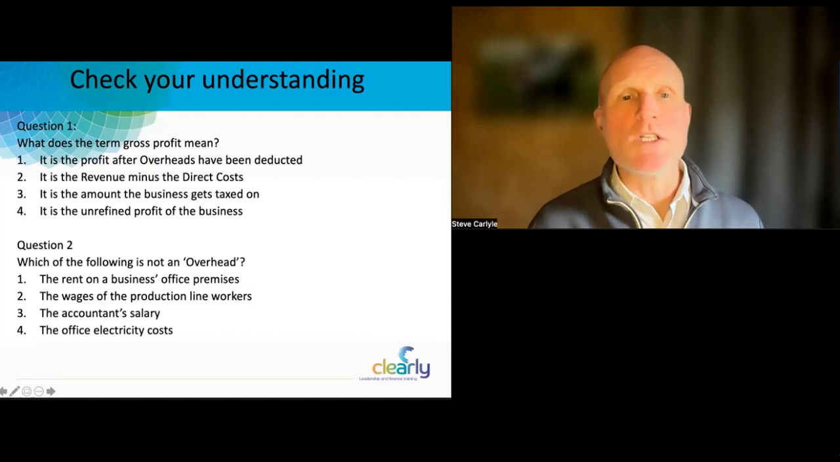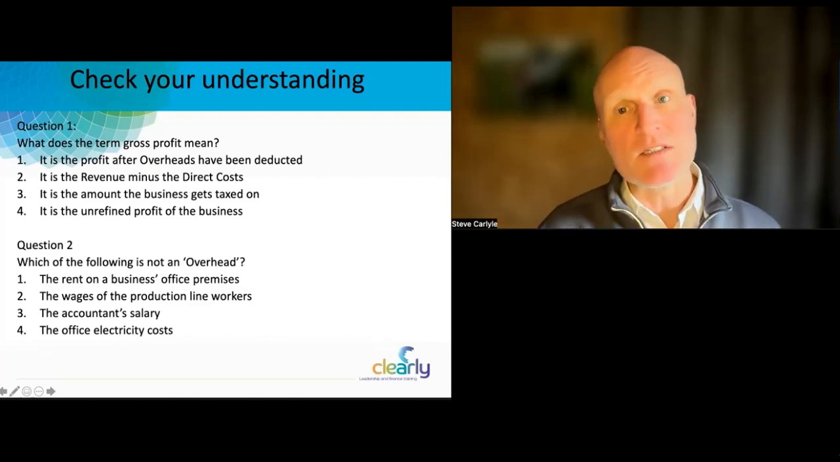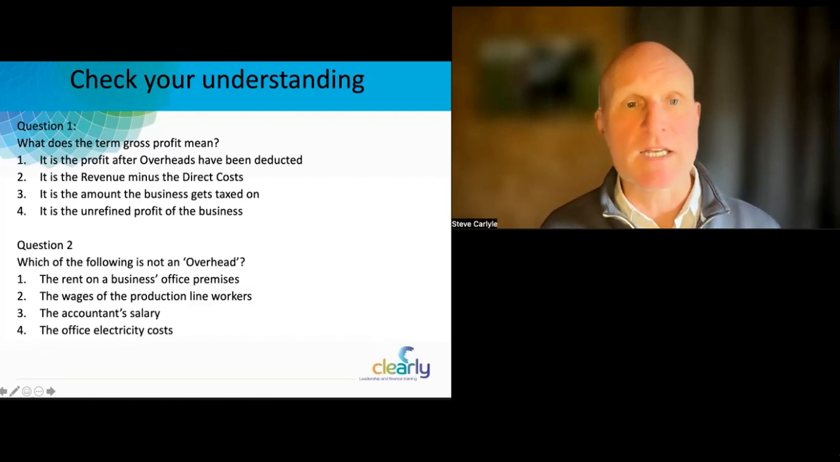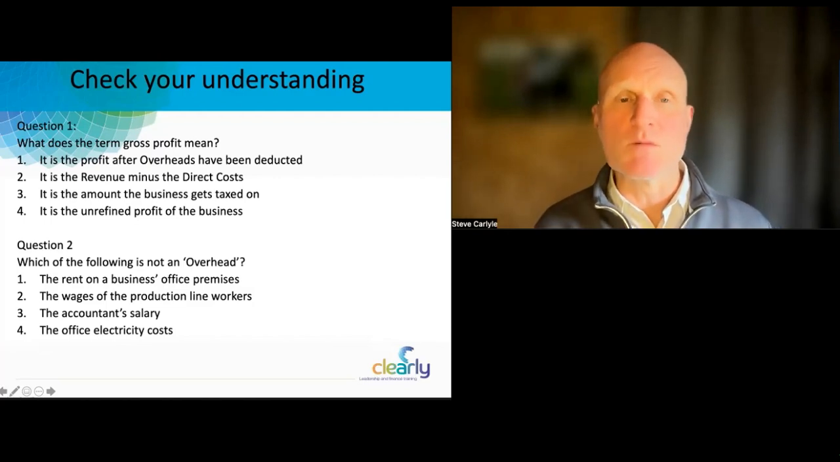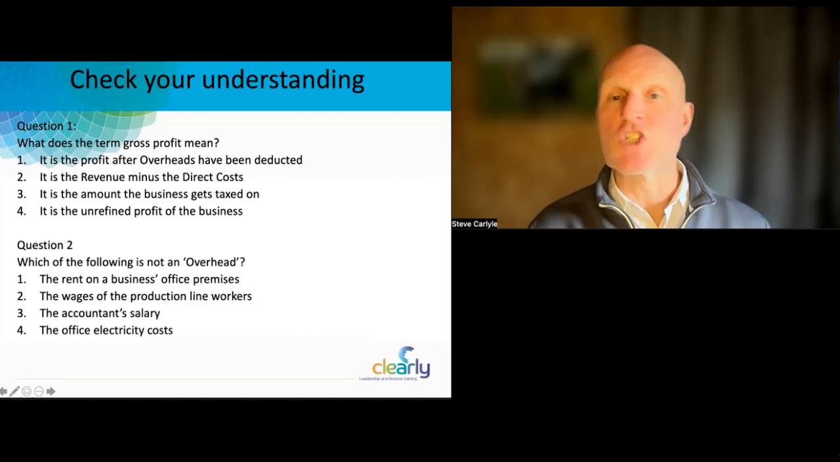Question number 2, which of the following is not an overhead? So it is not an overhead. It means it's a direct cost, part of the cost of sales figure. The answer again is number 2. The wages of the production line workers are direct costs. The other things, the accountant's salary, the office electricity costs, the rent on the office premises, they are all overheads in nature. They're all support costs. The direct cost in there is number 2. So that's the right answer, because that's the one that's not an overhead.